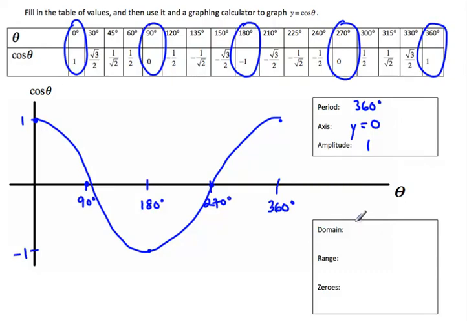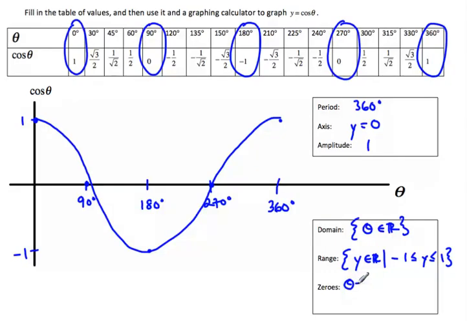The domain is again the same. Theta can take any value, be any real number. And the range is also the same, that y is a real number, but can only be between negative 1 and positive 1 inclusive. So far, all of these features are the same as the sine graph. Where it differs is the zeros.